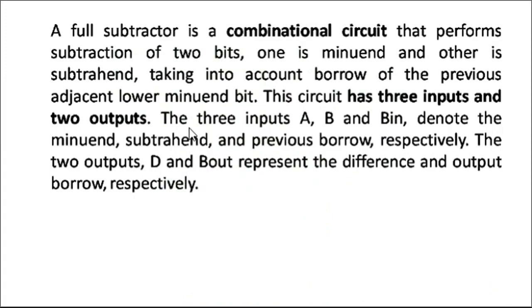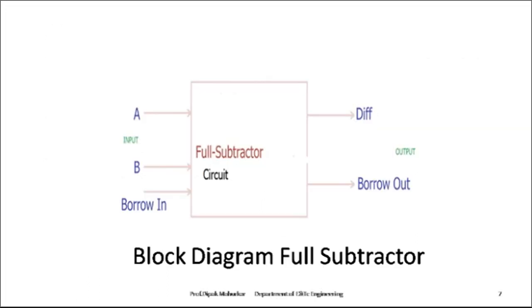Understood? Now the full subtractor. So full subtractor is a combinational circuit that performs subtraction of two bits, one is the minuend and the other is the subtrahend, taking into account the borrow of the previous adjacent lower minuend bit. This circuit has three inputs, two outputs. The three inputs A, B, B in denote the minuend, subtrahend and previous borrow respectively. The two outputs D and B out represent the difference and output borrow respectively.